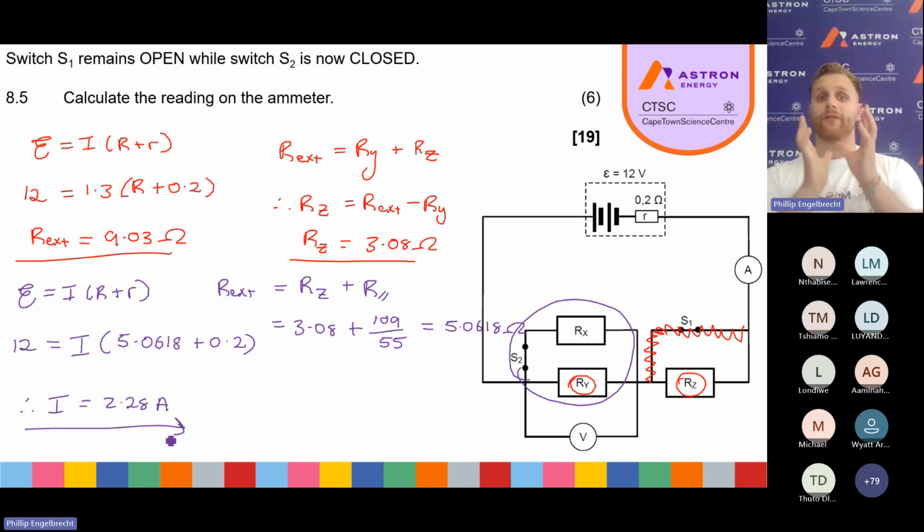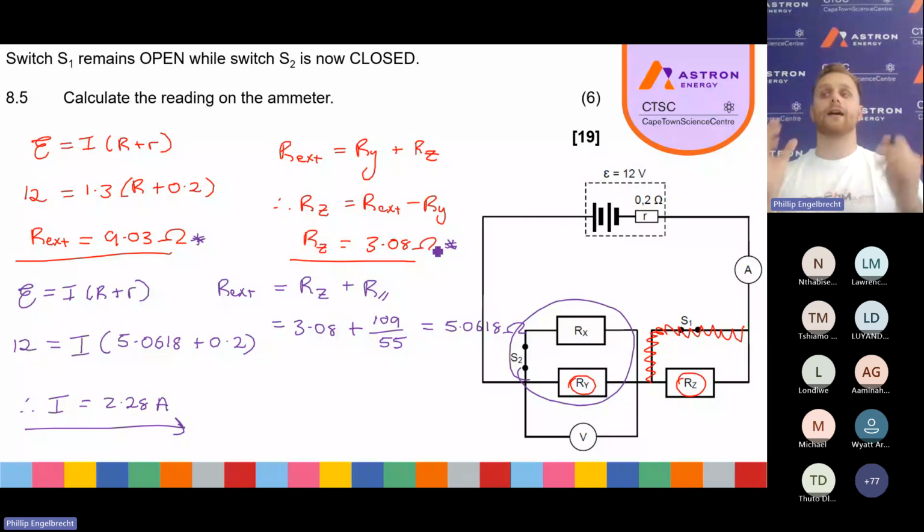Again, let me now show you what I've done. Step one, I first had to figure out, okay, what is the value for resistor Z? I used the previous situation where switch S1 and S2 were both open, which meant that I was dealing with RY and RZ in series. I figured out that the total external resistance was 9.03 ohms, and then I used that information to calculate the value of resistor Z.